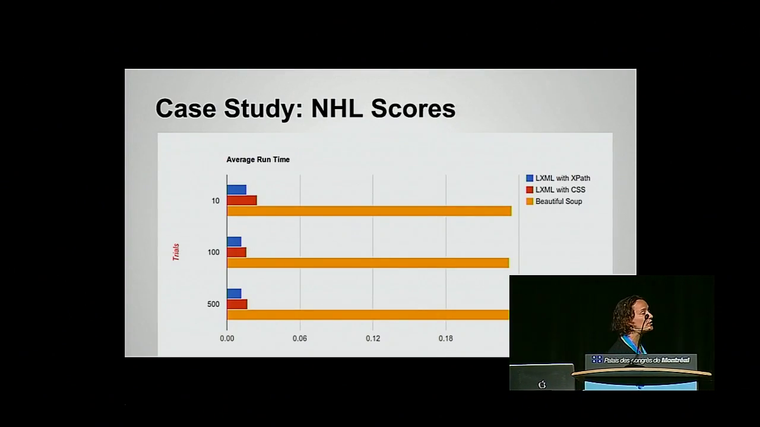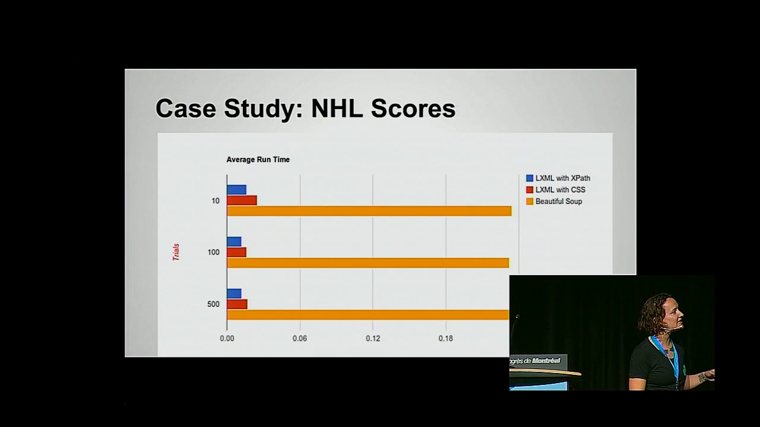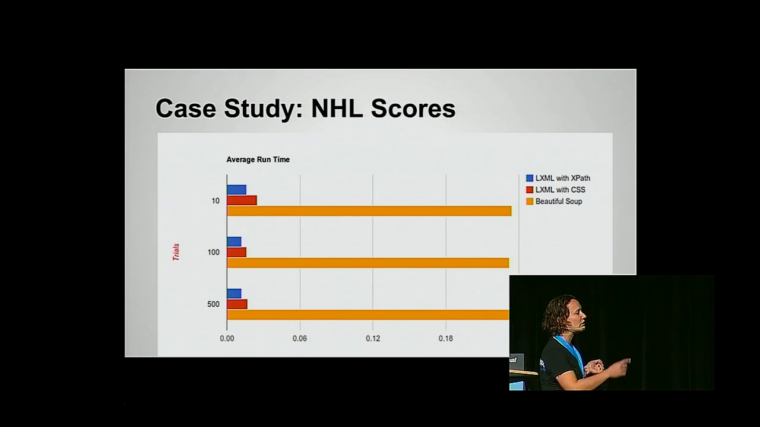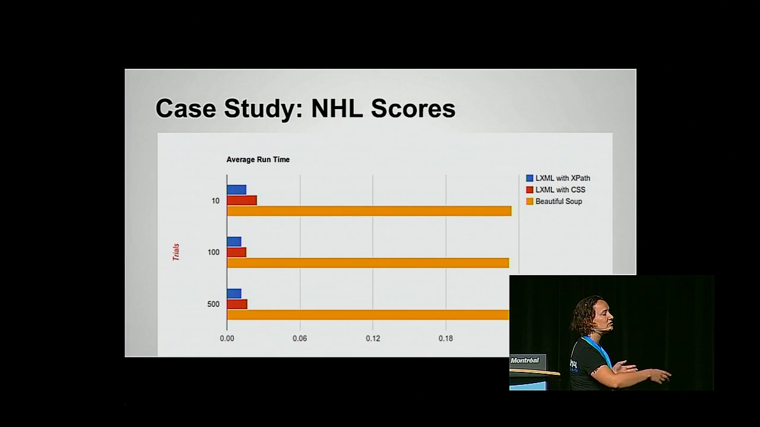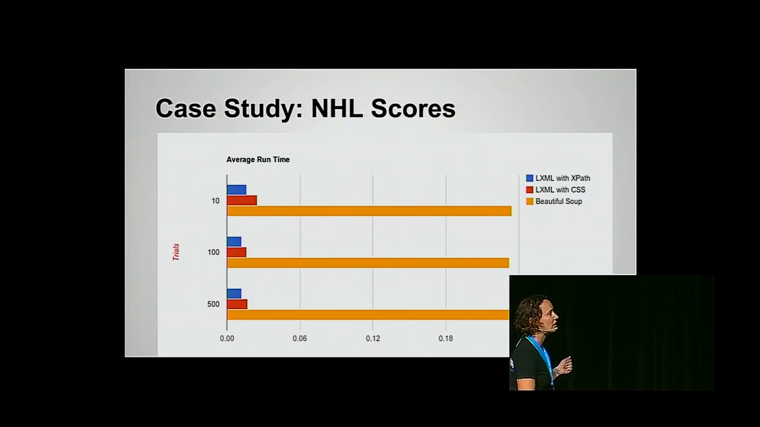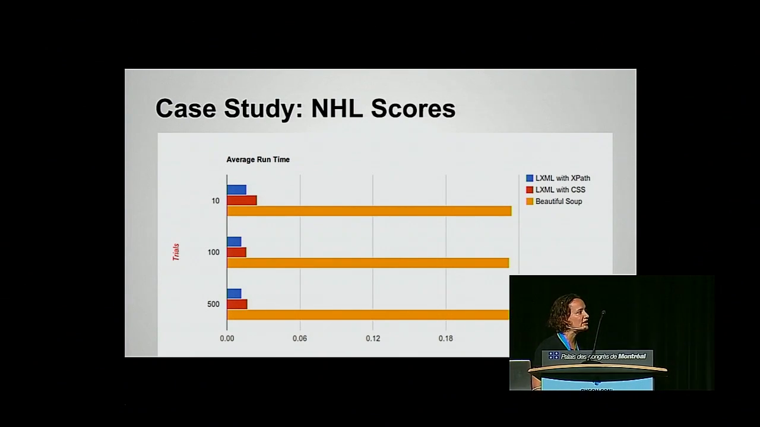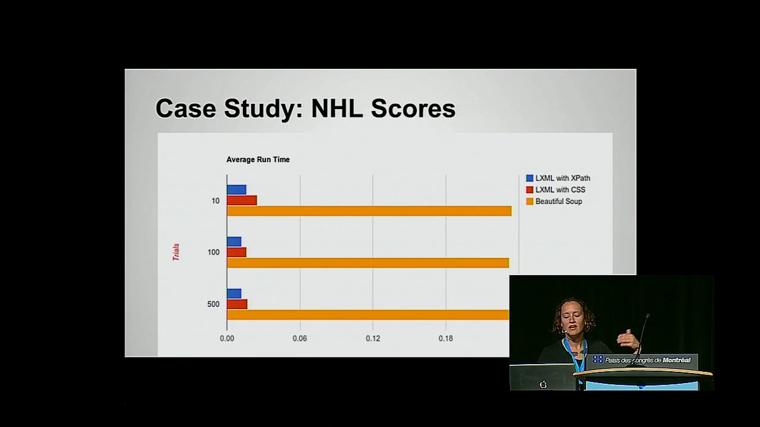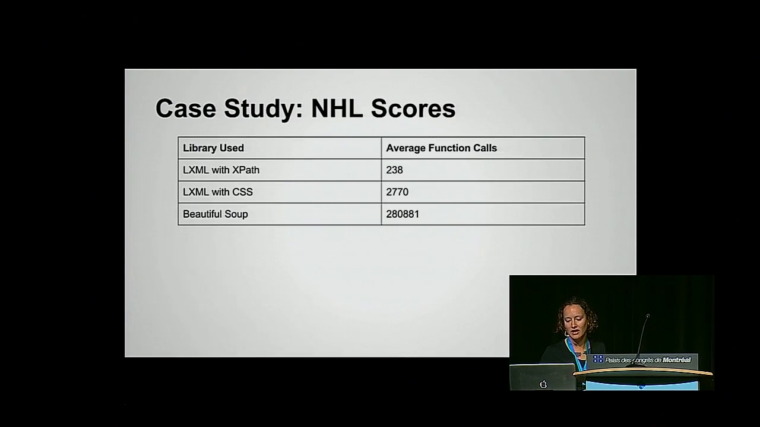And here were my results. So as you can see, LXML with XPath was a clear winner here. It was way under even 0.06 per run, as well as BeautifulSoup took the longest. It was up to nearly 0.24 seconds per run. You can see that LXML with CSS was just a close second, particularly as the averages got higher.